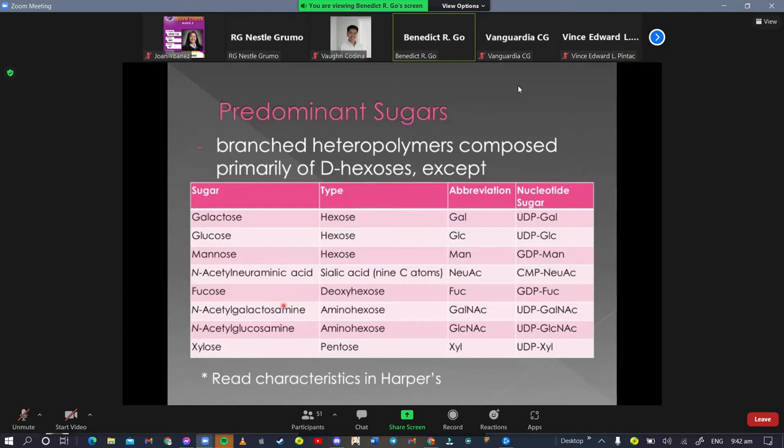These are the predominant sugars or your branched heteropolymers composed primarily of hexoses, except, what is the exception?